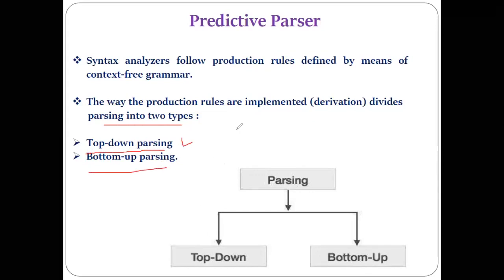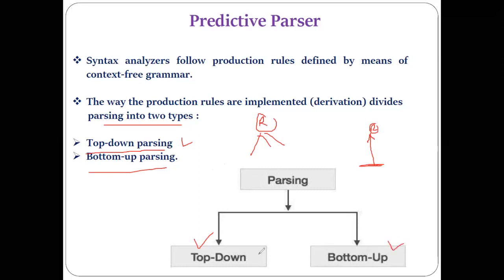If you start deriving the string from the root side up to the leaves, then that particular parsing is called top-down parsing. And if you start deriving the string from the bottom side up to the root, that particular parsing is called bottom-up parsing.